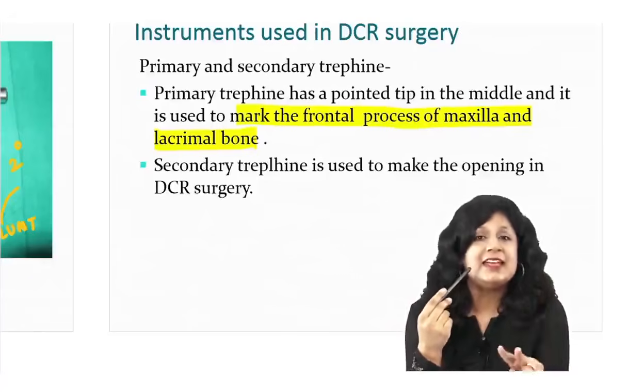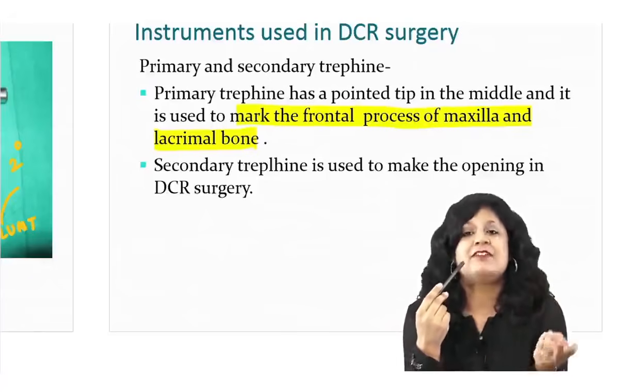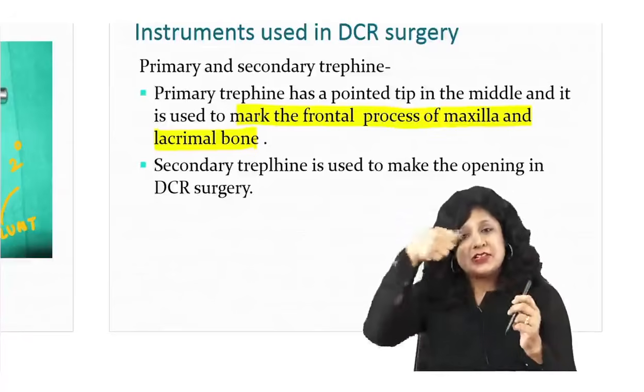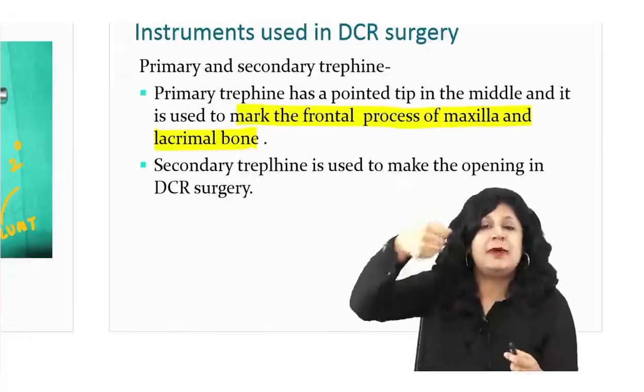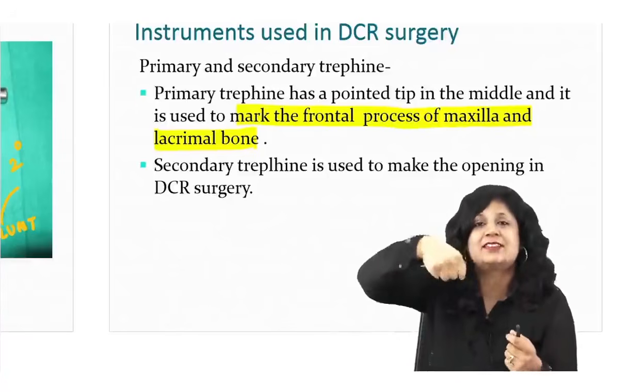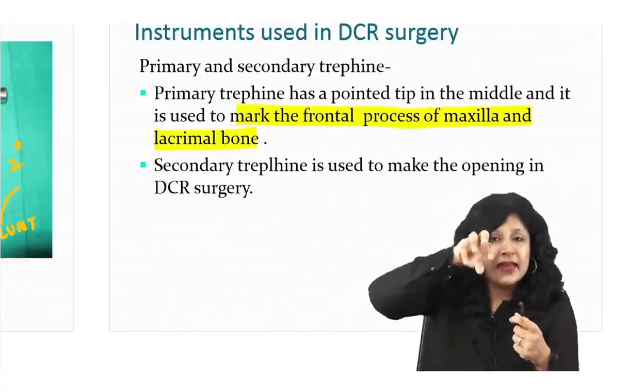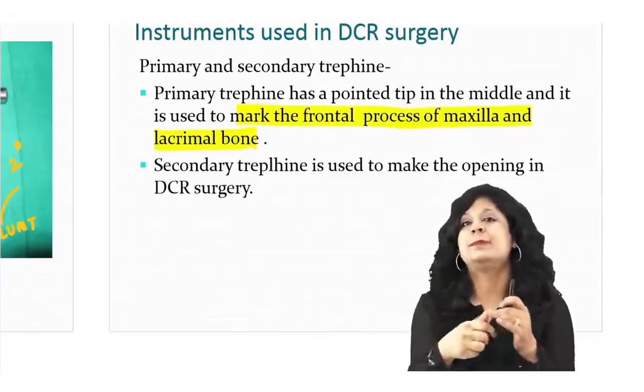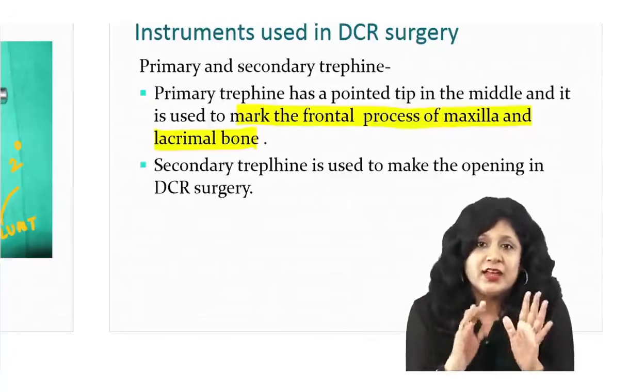And then second is your secondary trephine, that is having the blunt end, that is then used to make the opening. For making the opening, you require something hefty. You have to rotate it like this, so that you can make a good opening there. So for that purpose, we are using the secondary trephine.